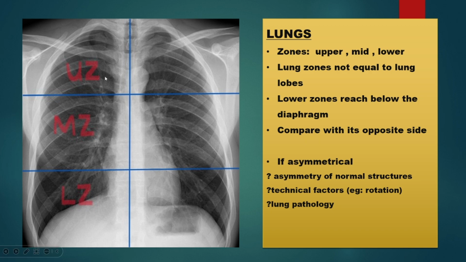We should look for the symmetry. The asymmetry can be due to anatomical normal structures, like the heart is more towards the left side. And sometimes it could be due to technical factors like rotation. And also the asymmetry can be due to lung pathology like consolidation, mass.